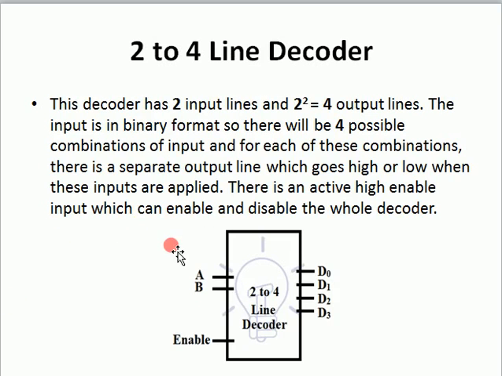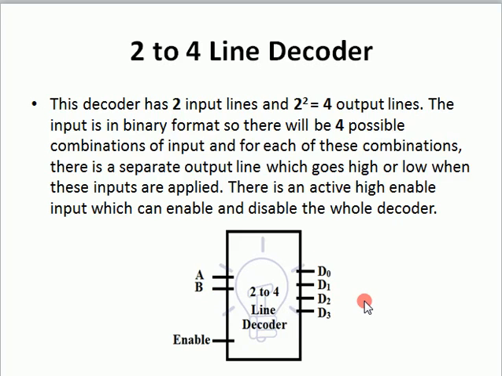So here is the 2 to 4 line decoder, in which the number of inputs is 2. So 2 raised to the power n, it means 2 raised to the power 2, as there are 2 inputs. So at the output side we have 2 raised to the power 2, that is equal to 4 output lines. So that's why here we have 2 inputs, that is A and B, 1 enable input, and at the output side we have 4 output lines.